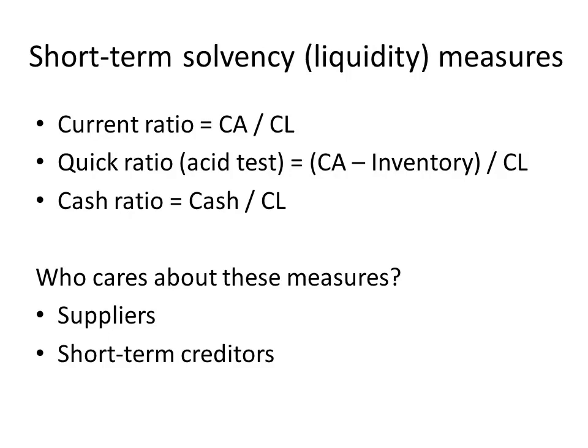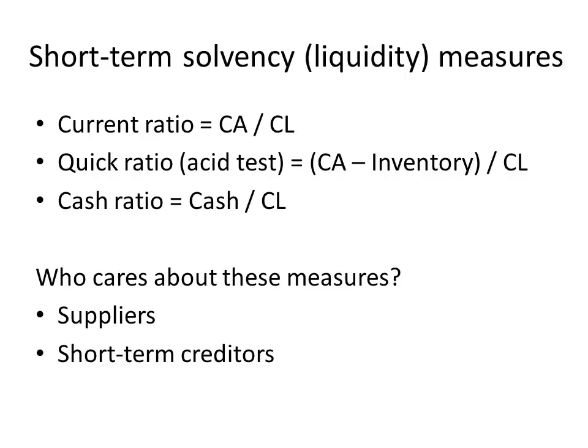In order to overcome this problem, we can calculate something called the quick ratio, or acid test. And to calculate the quick ratio, all we do is subtract out inventory from current assets and divide by current liabilities. If the quick ratio is greater than 1, that means that we can pay our bills over the next year even if we don't sell another single item from inventory.